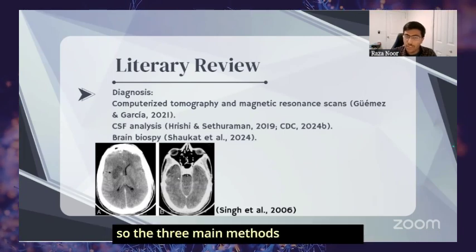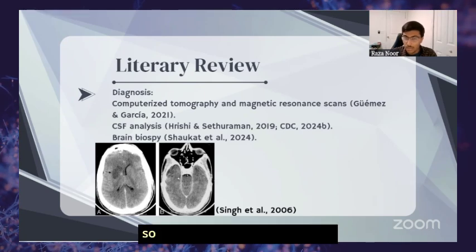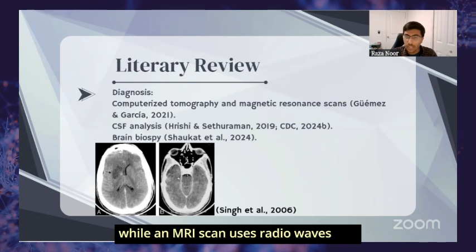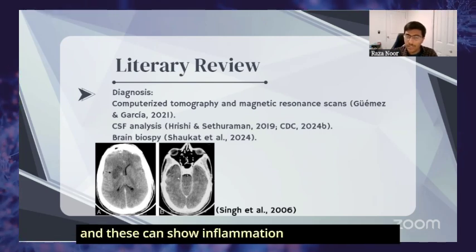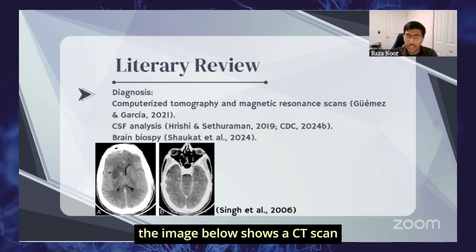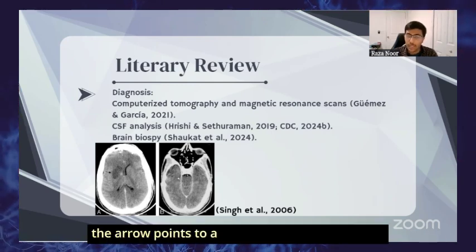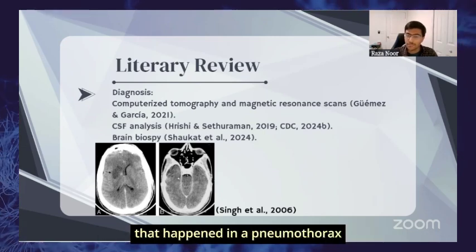So there's three main methods for diagnosis. The first is a CT or MR scan. So a CT scan is basically an X-ray, while an MR scan uses radio waves and magnets to generate an image of the brain. And these can show inflammation and brain damage that's caused by PAM. For example, the image below shows a CT scan, and if you look at image A, the arrow points to a ganglial infection that happened in a PAM victim.